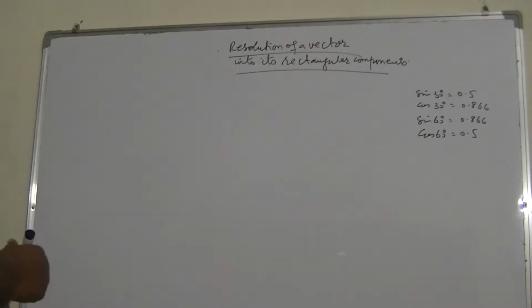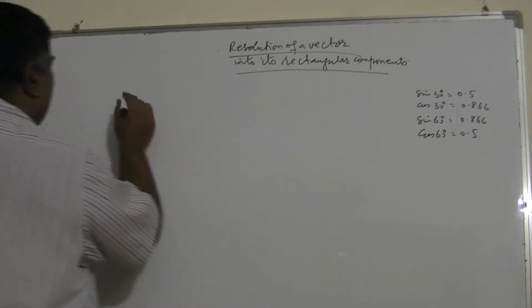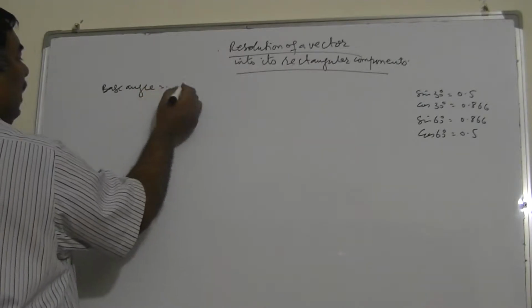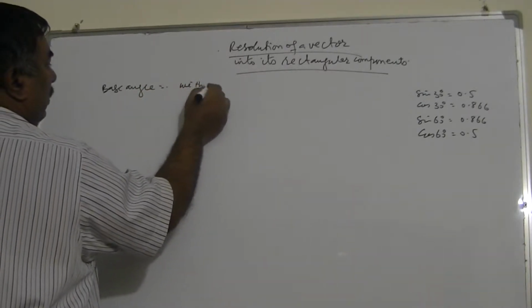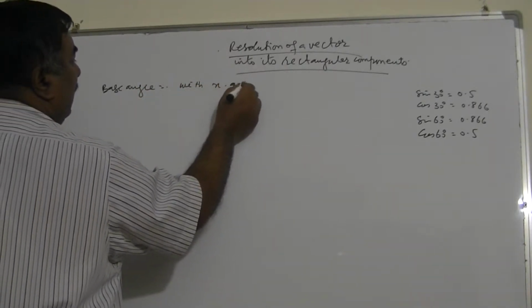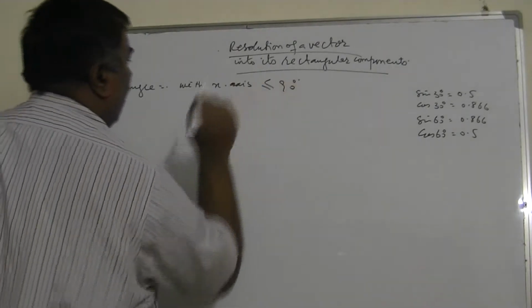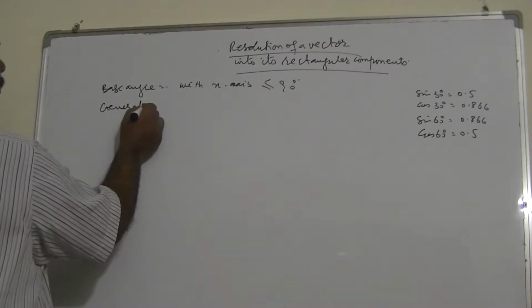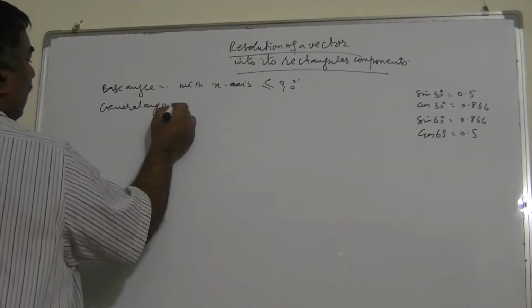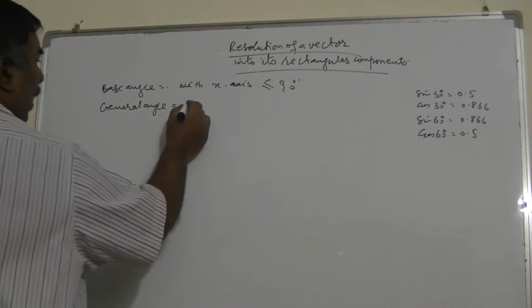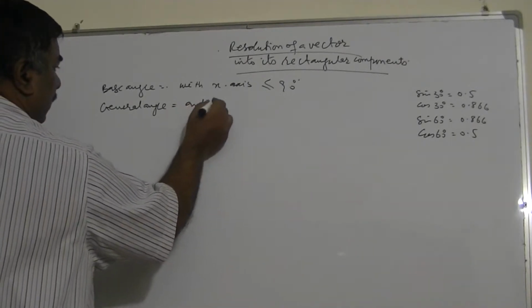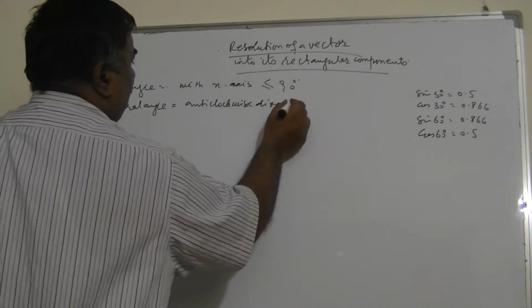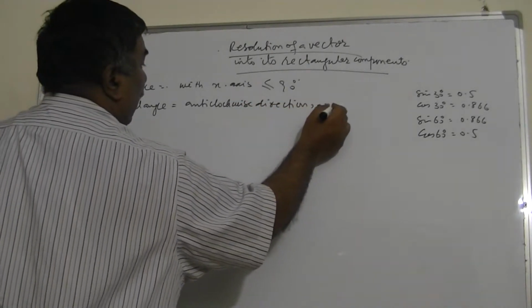Now first you should know what the general angle is. What is the base angle? The base angle is always with the x-axis, and is less than or equal to 90 degrees. And the general angle is always measured in the anti-clockwise direction from the positive x-axis.